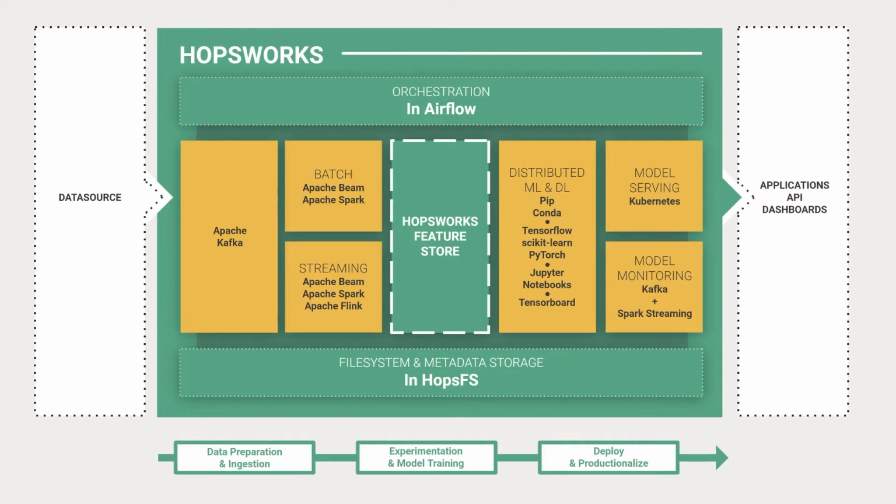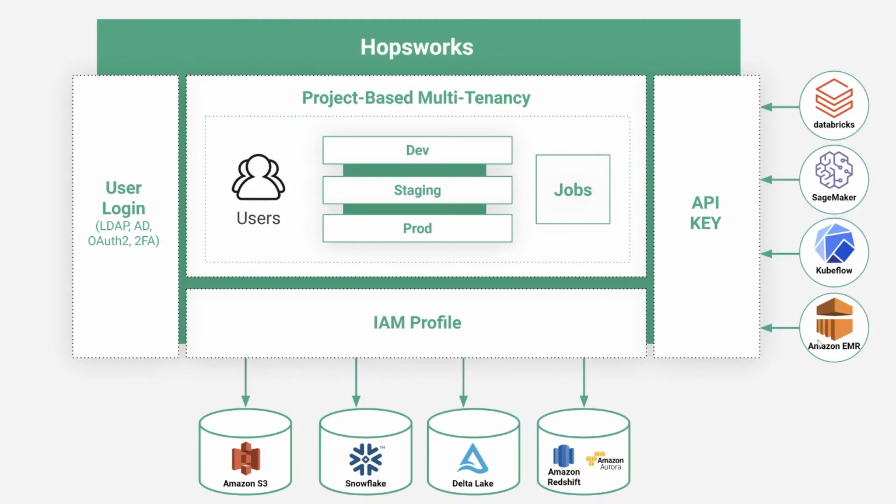Now this platform can be run on-premise, it can be run in any cloud, but if you run it in, for example, Amazon, you can run the cluster with an IAM role. So that's an IAM profile. You can hook it up to your Active Directory cluster for single sign-on, and you can hook it up also to Databricks, SageMaker, Kubeflow, or EMR to do your feature engineering and model training.